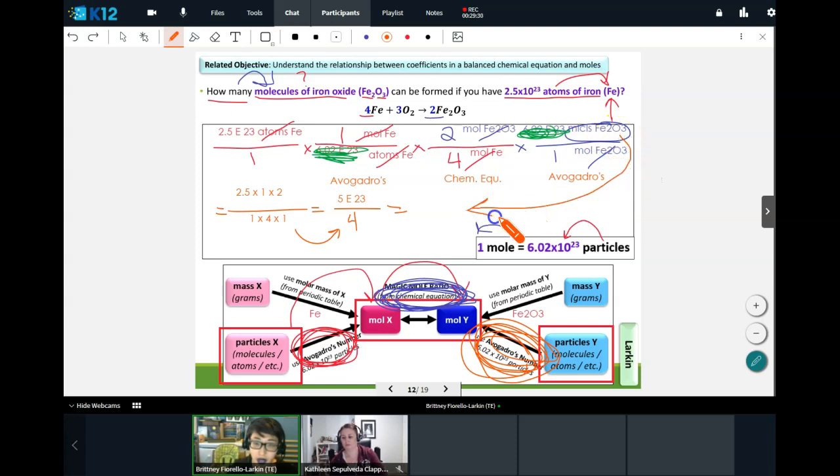Your units will be molecules of iron oxide. They will not be atoms. Again, atoms are only if you're talking about a single element. We are not talking about a single element, we're talking about a compound. Iron and oxygen bonded together, so these are molecules. All right, so here we go.